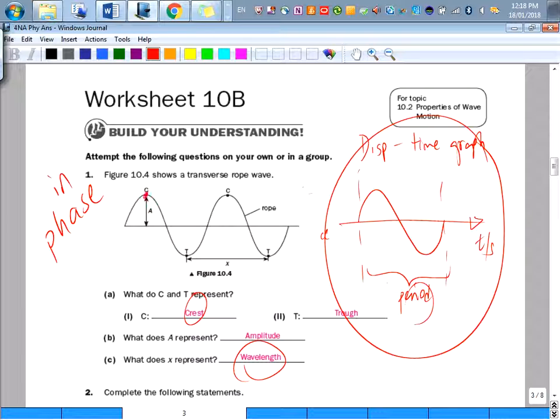All of your crests over here, and if I were to continue, all of them, they are all in phase with each other. Then all of the troughs, all of them, they are all in phase with each other. If one goes up, the other goes up. One goes down, the other goes down. They behave in the same way. Okay?